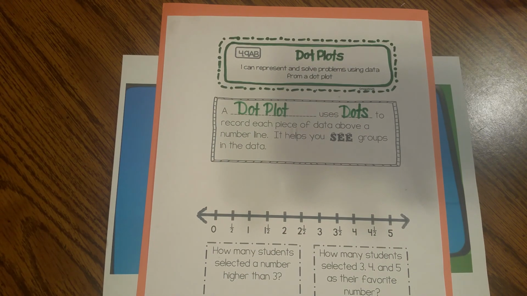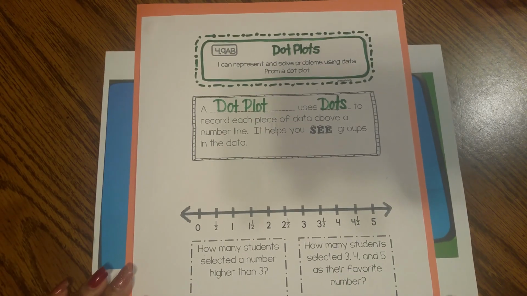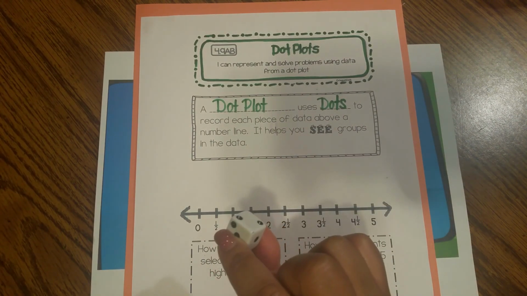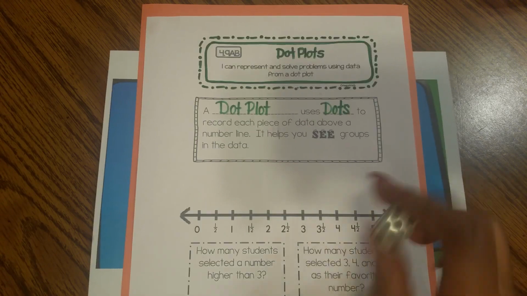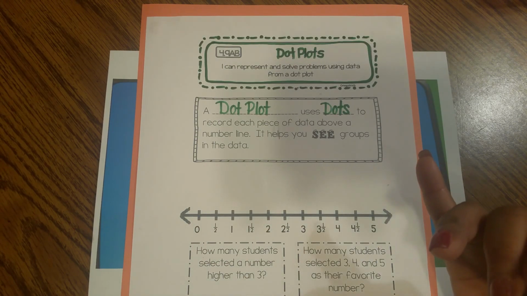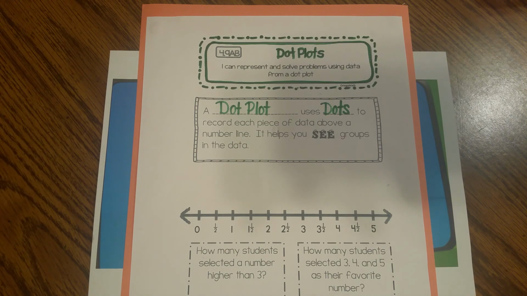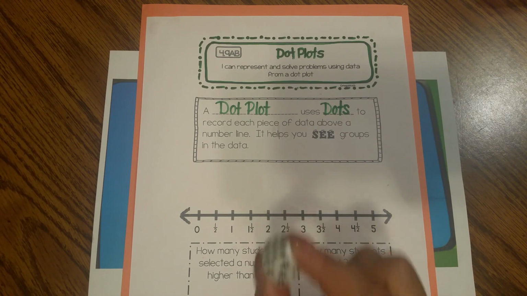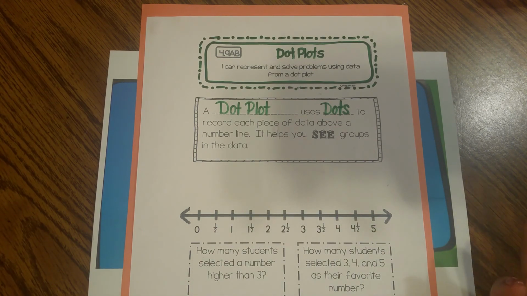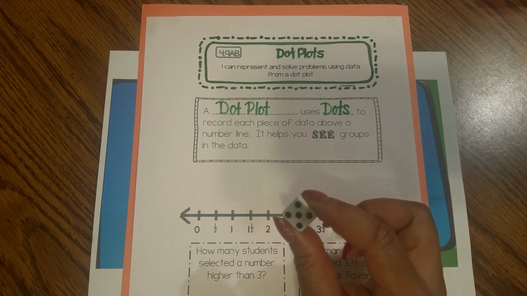I'm going to show you how we get the information for our dot plots. Inside the packet, you will have 5 dice. Leave the dice inside the packet. Just pull out the sheet, because I want your attention to be on the screen, not with the dice. I'm only going to roll my dice 10 times. When you do it, you're going to roll it 20 times.